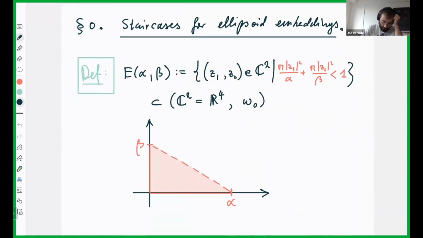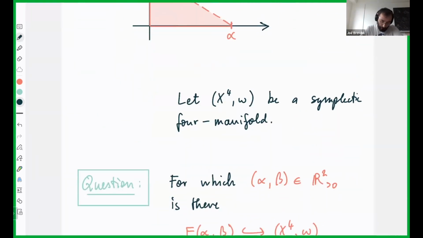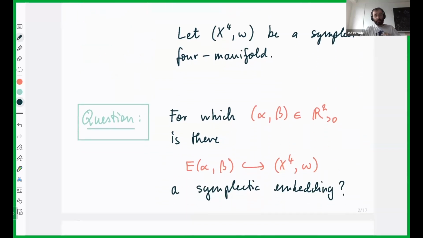And so let's start with the classical staircases. By E alpha beta, I will denote the set that I've written down here, which is the classical ellipsoid in standard R4. And torically, I've drawn a little picture here. It looks like a triangle with side lengths alpha and beta. And if you have such a domain, you can ask, for a given symplectic four-manifold, what are the pairs alpha and beta for which I can embed this ellipsoid into the given symplectic space?